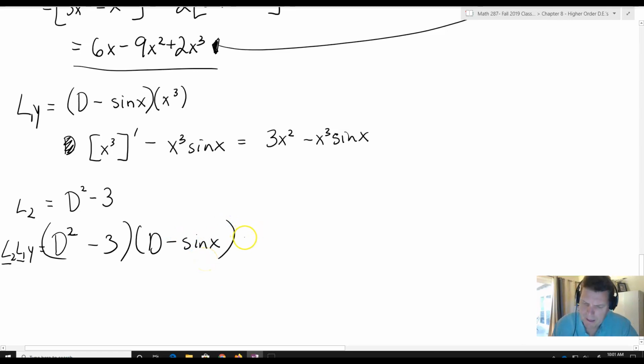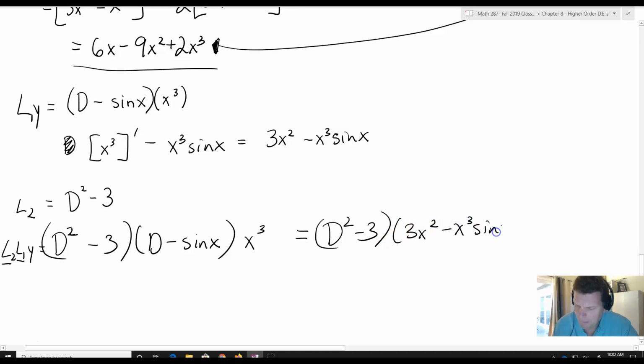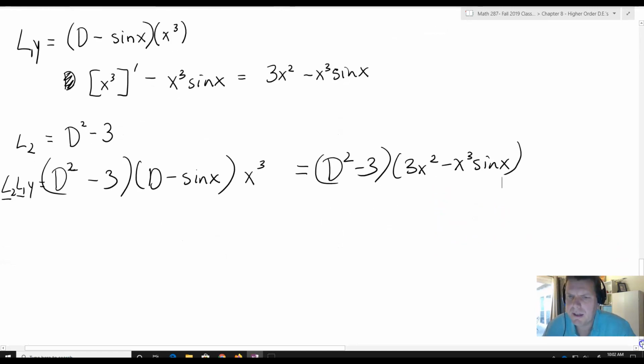Okay? And that'll be x cubed. All right? Now what's going to happen is that we already know we're going to end up getting d squared minus 3, and we already know that we're going to get 3x squared minus x cubed sine x. But we have a problem, okay? The problem is that since our first operator had this sine x term in it, it changes what our function is. Now we've got to take the derivative with respect to sine x, and that actually caused us some problems.